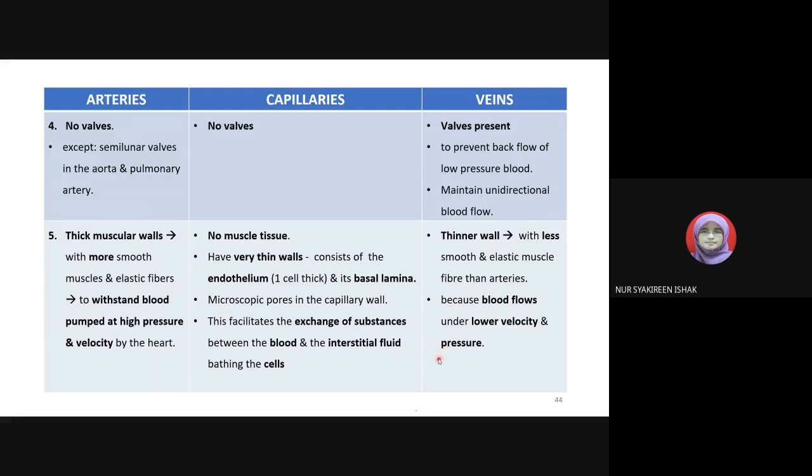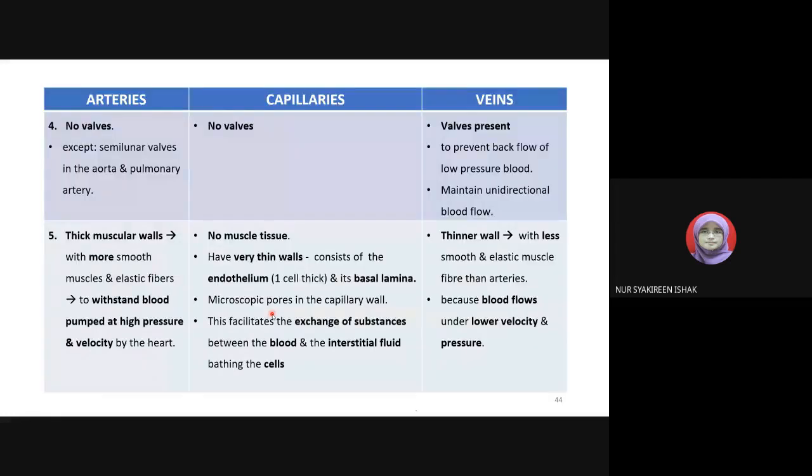low velocity and pressure. Okay, so for capillaries, obviously they have no tunica media, no tunica adventitia, so they have no smooth muscle. So they have very thin walls that consist of endothelium only. So it is only one cell thick, and they are covered by basal lamina. So for capillaries, they are microscopic. They have microscopic pores. Okay, so ini untuk apa? Exchange of substances between blood and also interstitial fluid surrounding the body cells, okay.